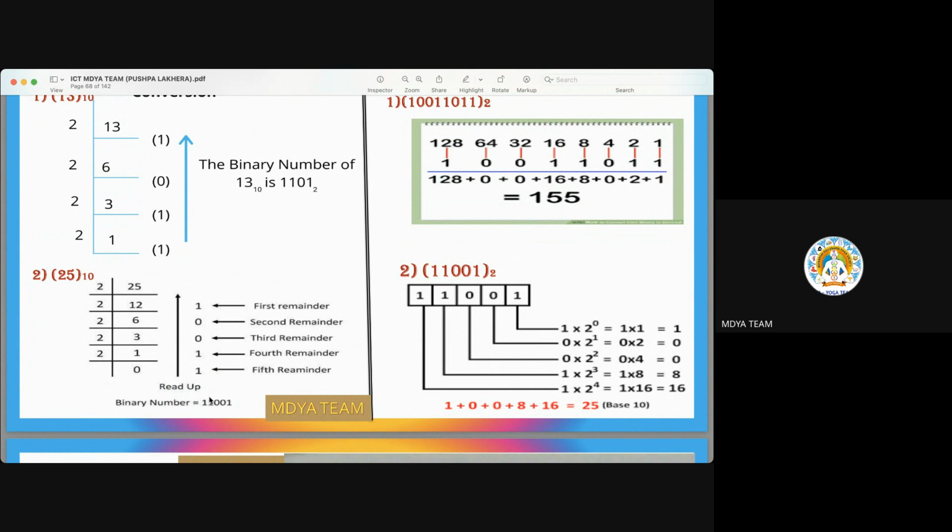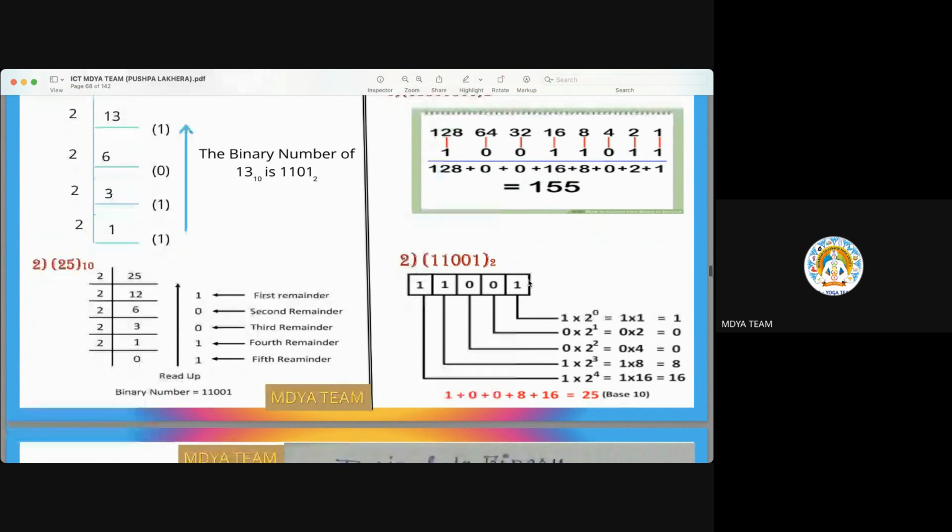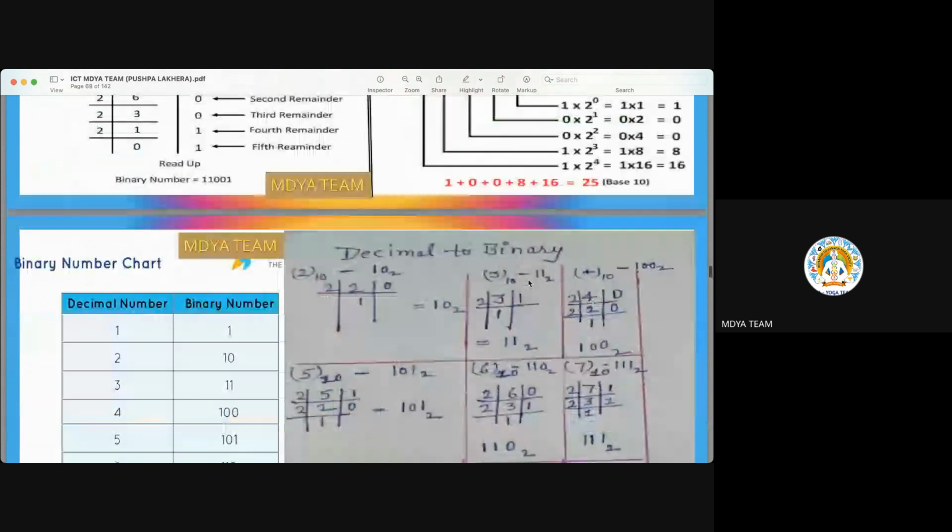That is here. Earlier we converted 25 to binary, and now this is binary to decimal. So that way you can solve the problem if it comes in your examination.